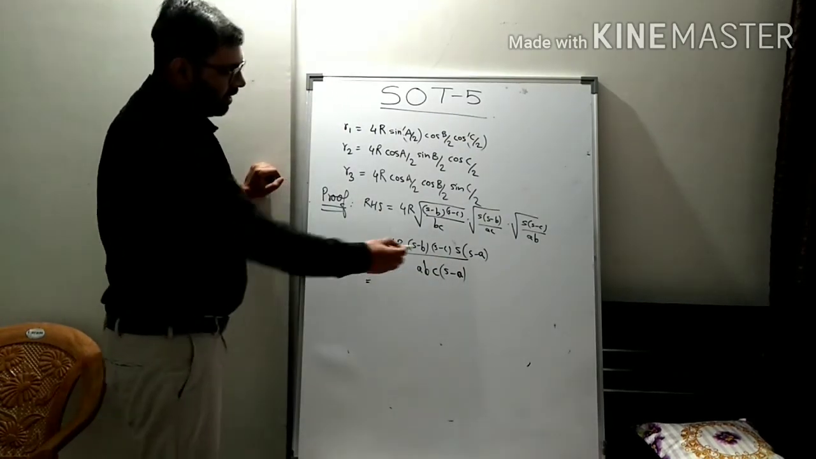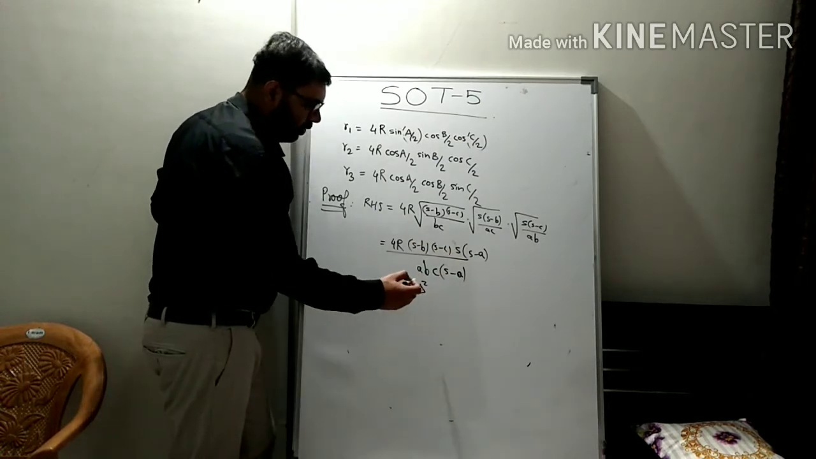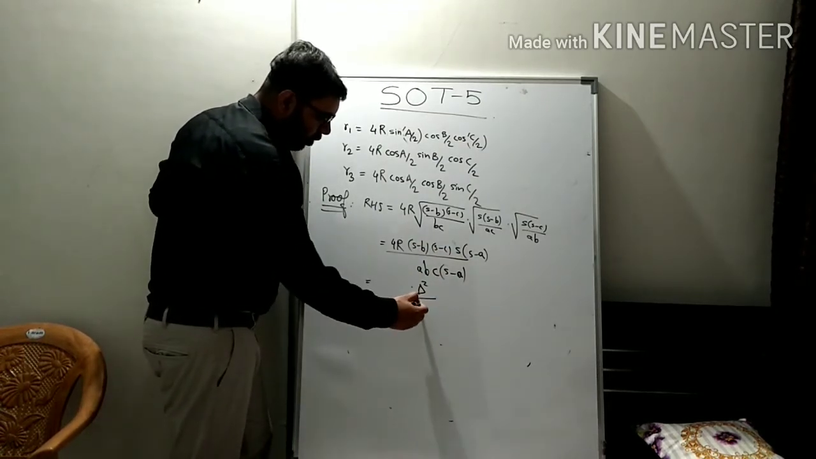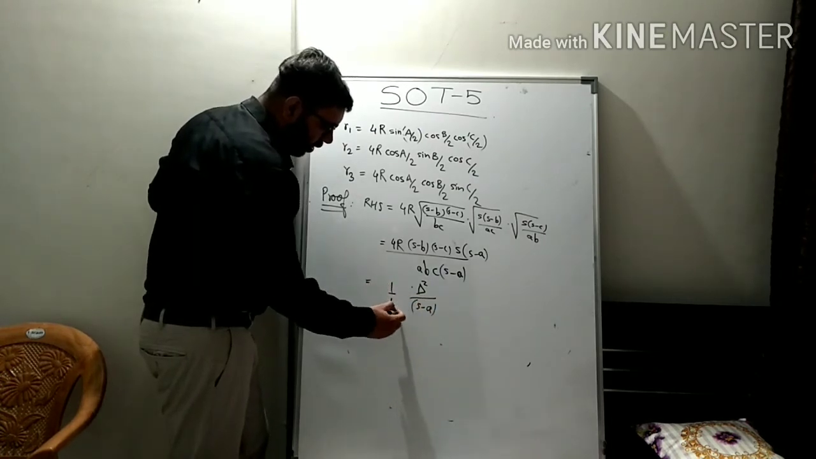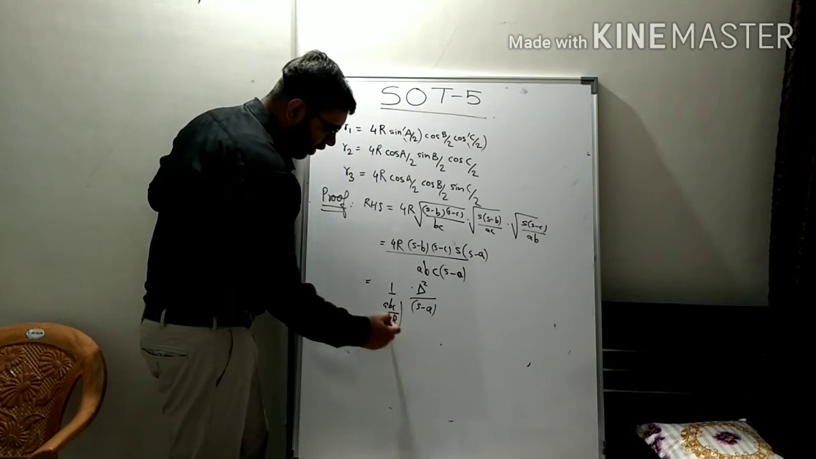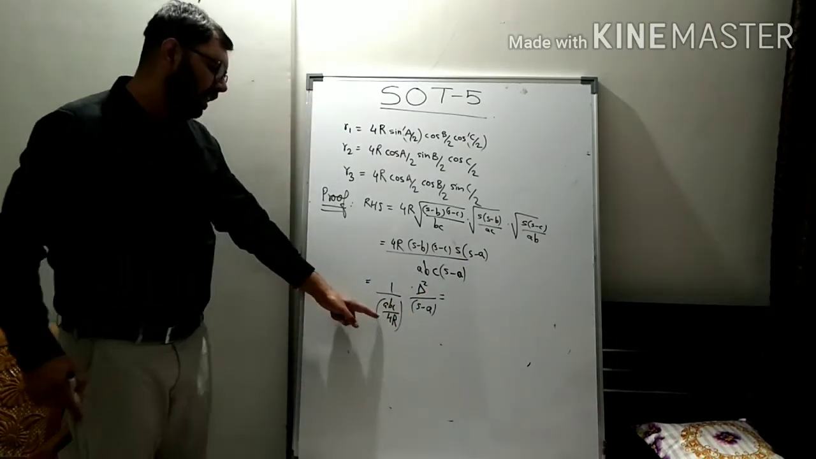Okay, so (s minus a)(s minus b)(s minus c), you can write this as delta squared, meaning the square of the area, upon s minus a, and then this 4R you can take in the denominator like this, 1 upon abc by 4R. Now we already know that this also represents the area of the triangle.